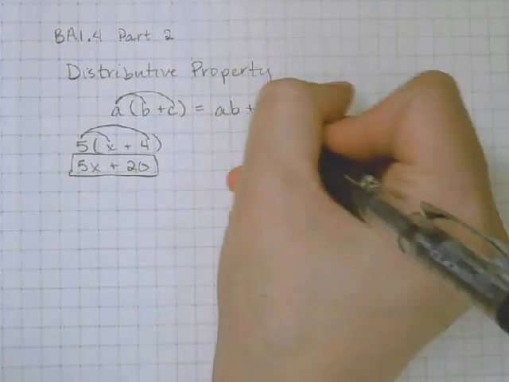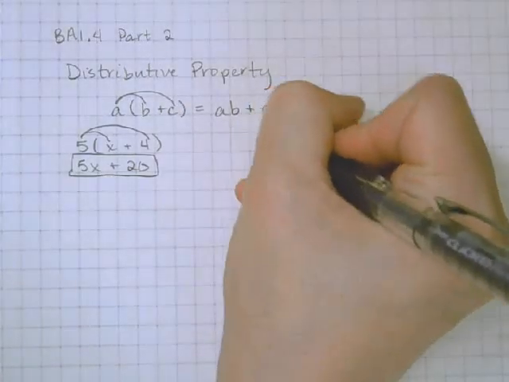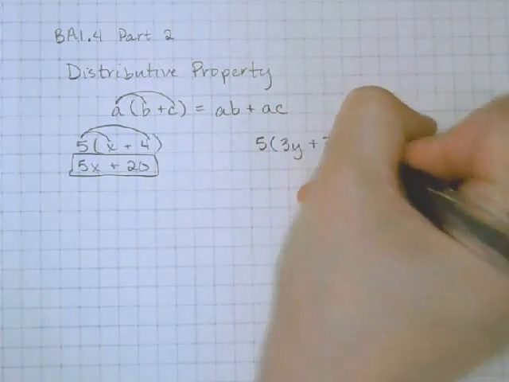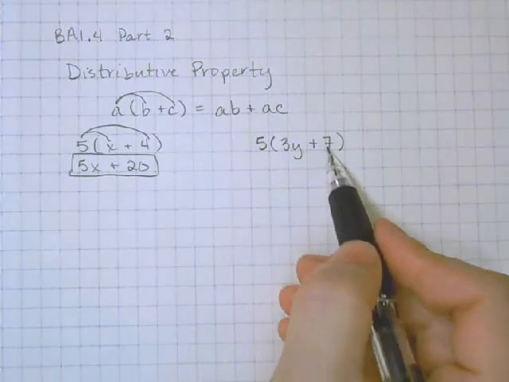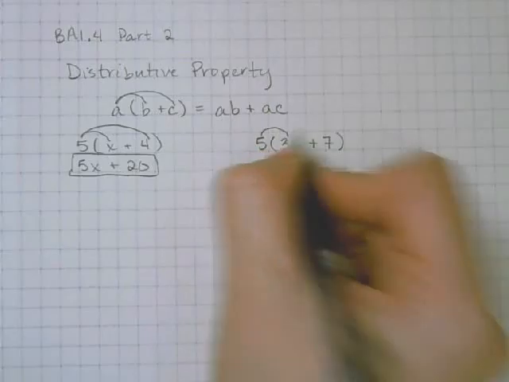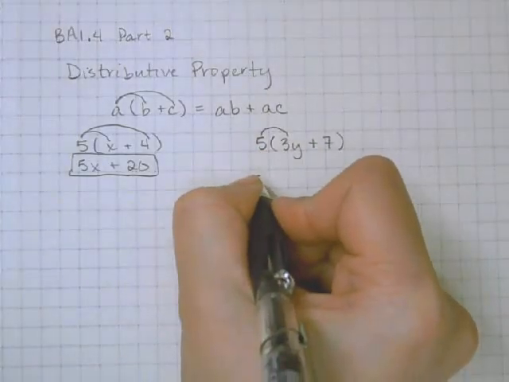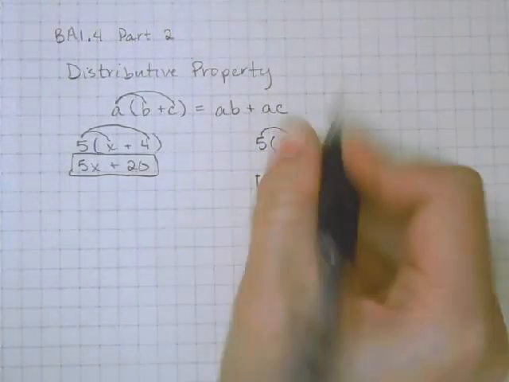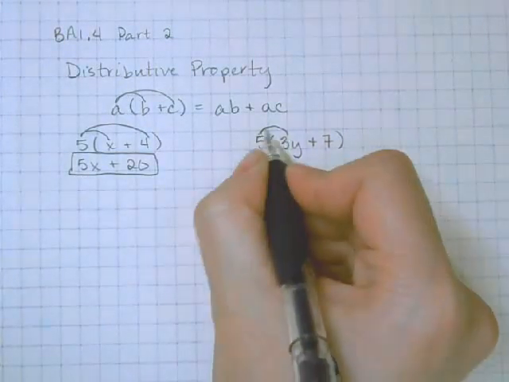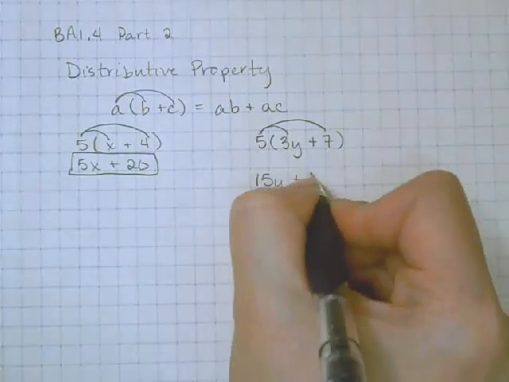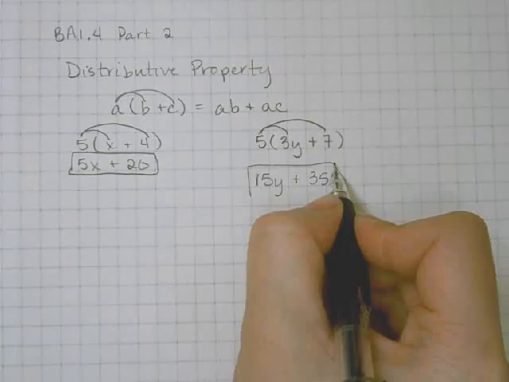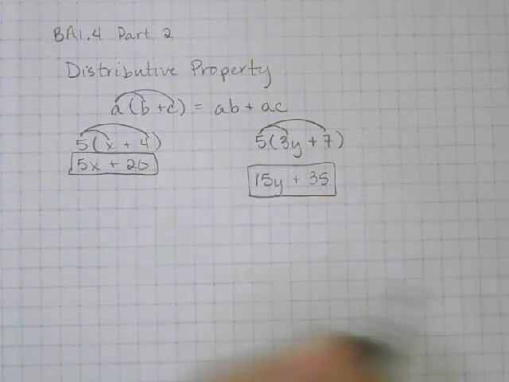If I have 5 times 3y plus 7, once again, I can't combine these two because I have no like terms. So I'm going to distribute. 5 times 3y is 15y, and then 5 times 7 is 35. And that's my answer for that one.